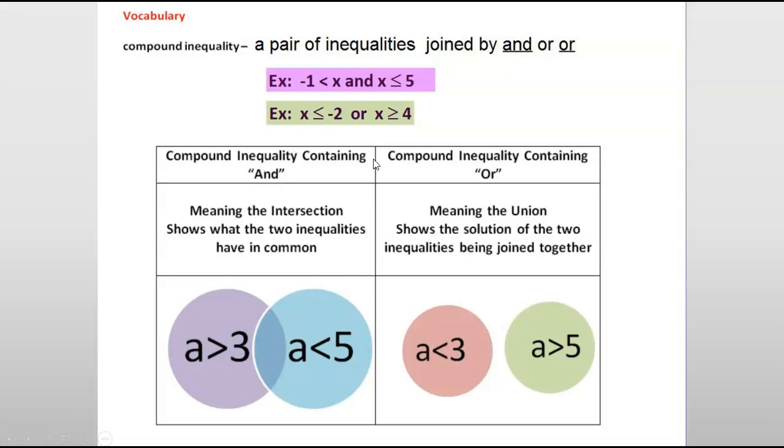Okay, so we have a little bit of new vocabulary today. A compound inequality is a pair of inequalities joined by and or or. So yesterday we focused primarily on a single inequality. Today we're going to follow up with that idea, but now we're going to have two inequalities at once, creating a compound inequality.